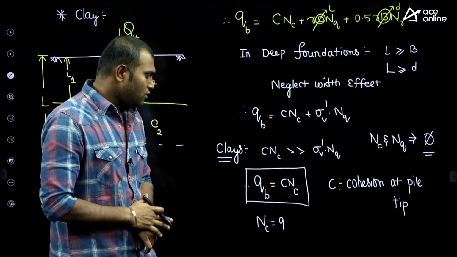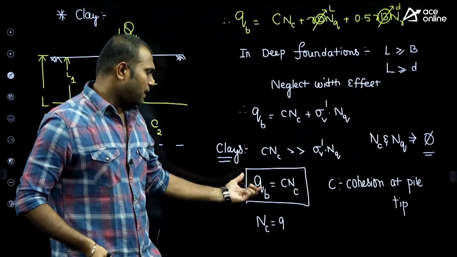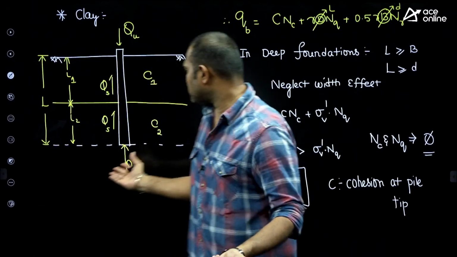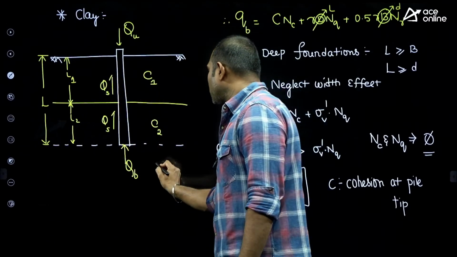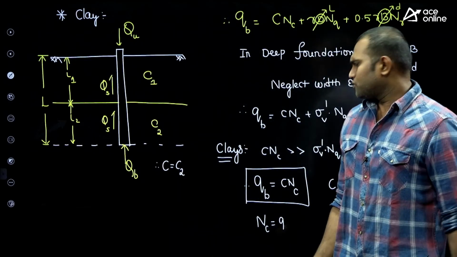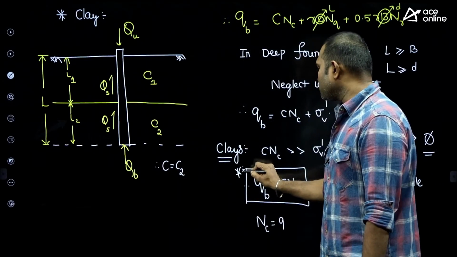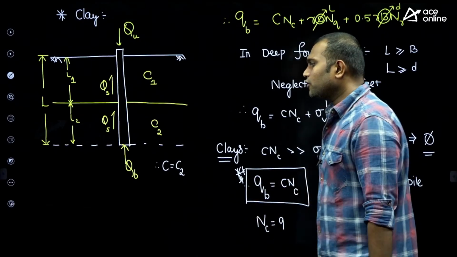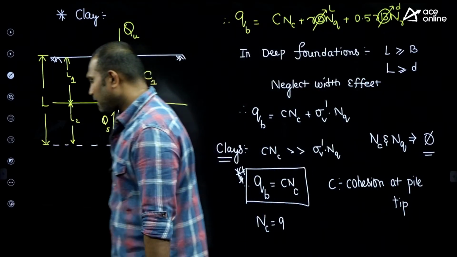Whatever the cohesion at the pile tip is, in the case of this example, the cohesion at the pile tip is C2. So, in simple terms, QB is equal to CNC.